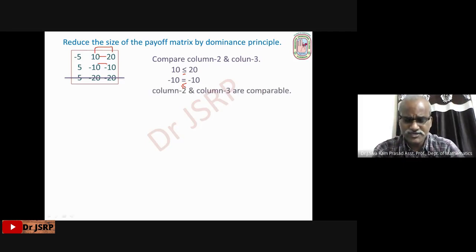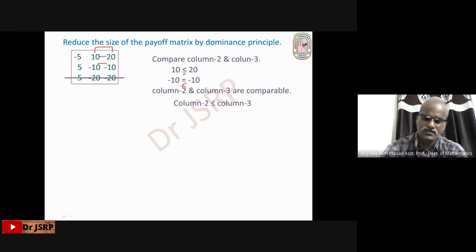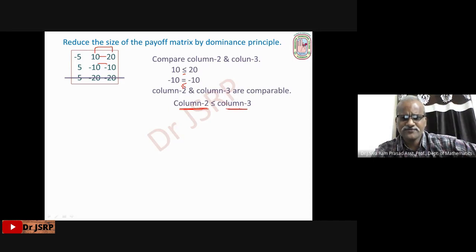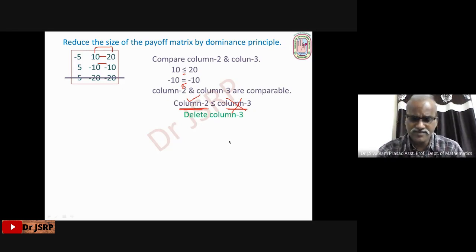So observe column 2 is less than or equal to column 3. Column means player B. So player B is the minimax player. He tries to select the strategy with lesser payoff. So the payoff corresponding to the second strategy is less than the payoff corresponding to the third strategy. So player B always tries to select the second strategy by ignoring the third strategy. So delete column 3 from the payoff matrix. That means we have removed the third strategy of player A and the third strategy of player B. So we get a 2 by 2 matrix.